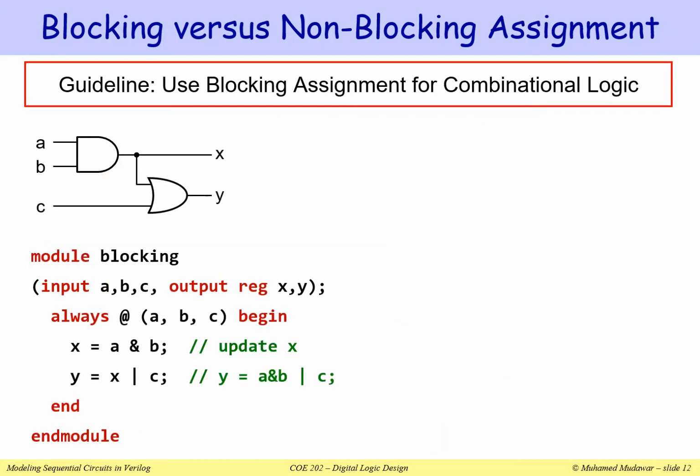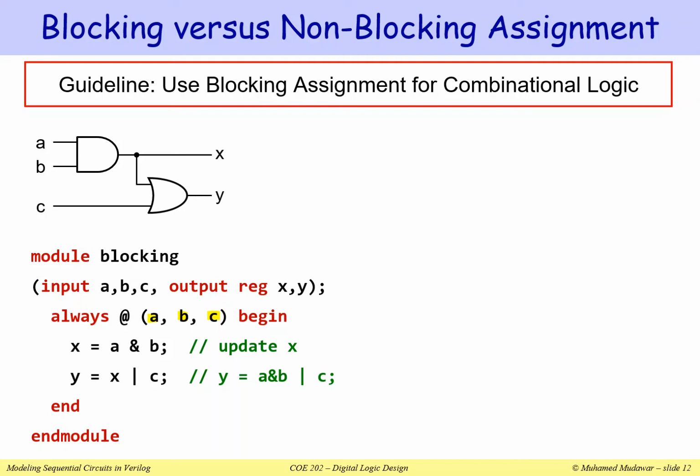On the other hand, if I'm modeling combinational logic, let us take a look at this simple combinational logic. I have an AND gate and an OR gate. I can model this also easily with an always block. This always block must be sensitive to all the inputs, A, B, C. Notice that there is no memory, there are no latches, no flip-flops. So X becomes A and B.